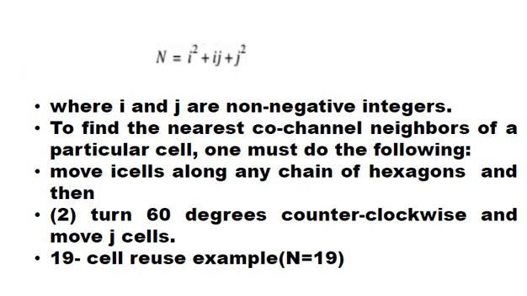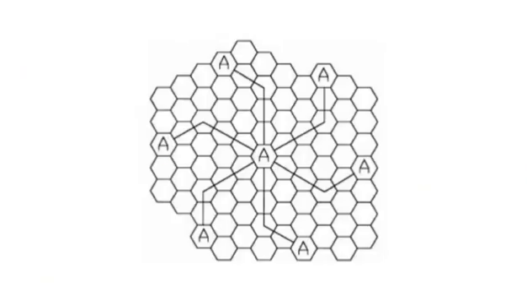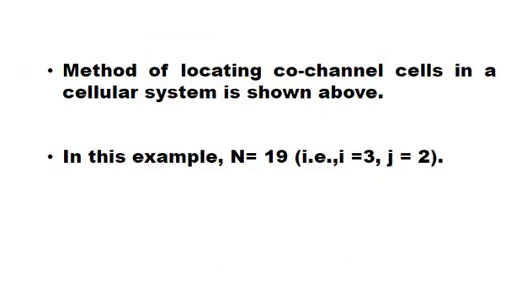19 cell reuse. Example, N equals 19. It is a frequency reuse cell pattern. The method of locating co-channel cells in a cellular system is shown above. In this example, N equals 19, therefore i equals 3, j equals 2.